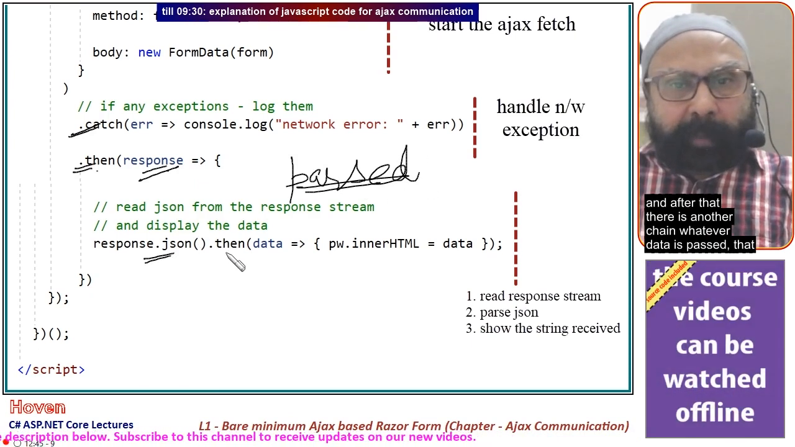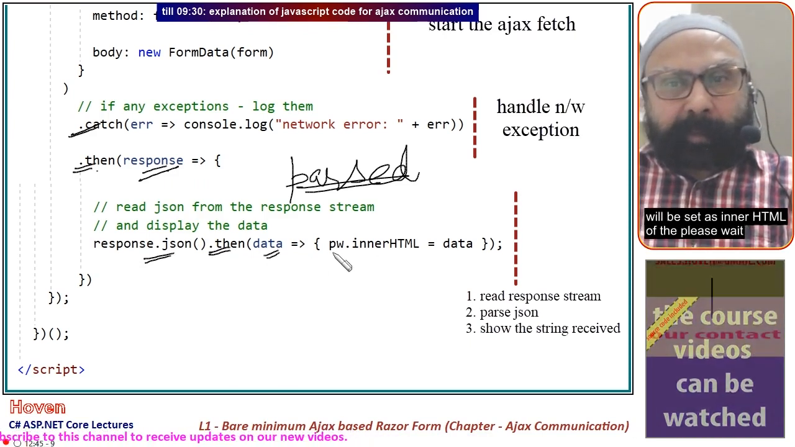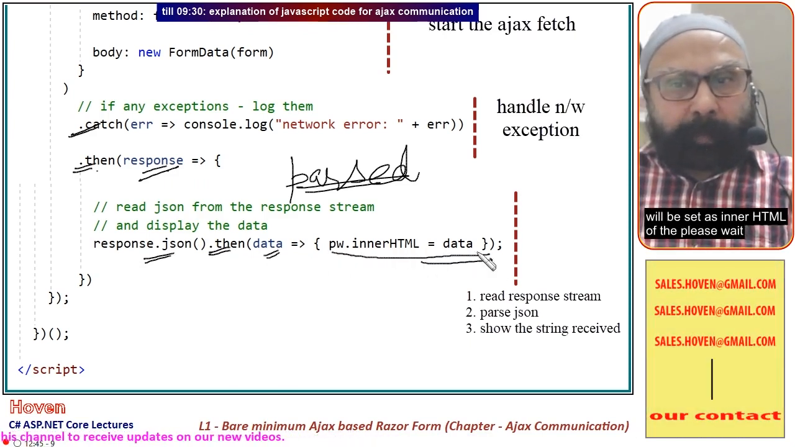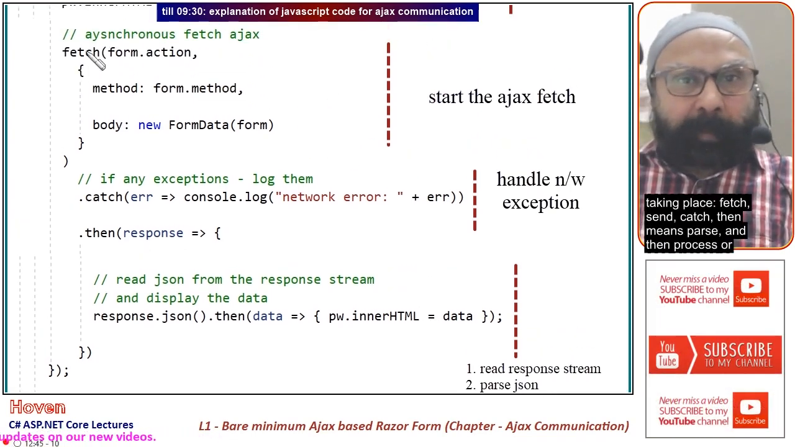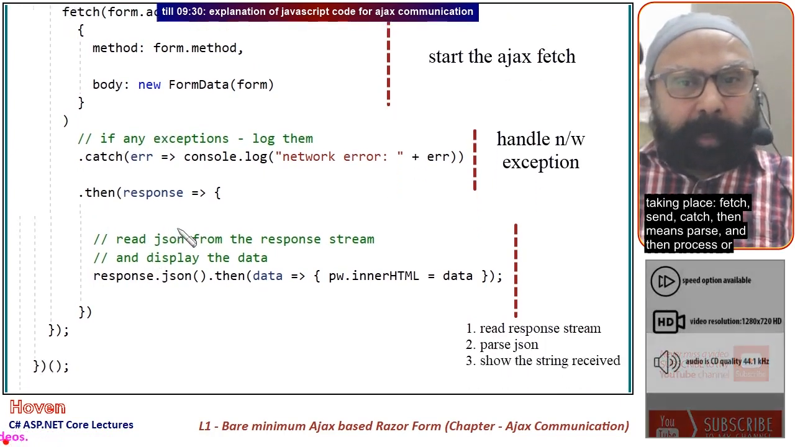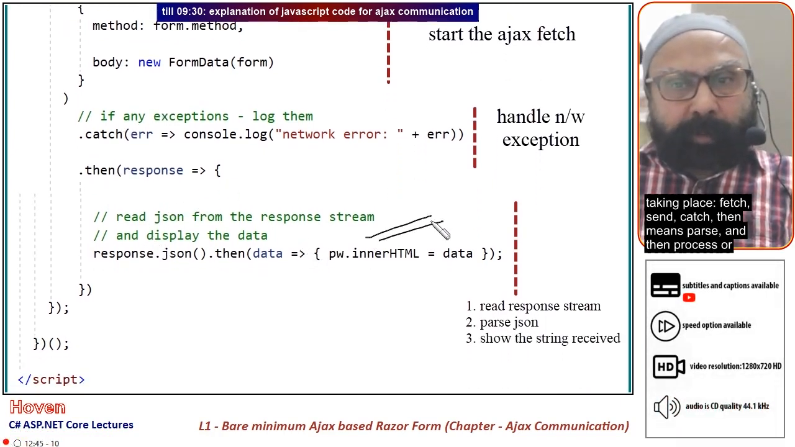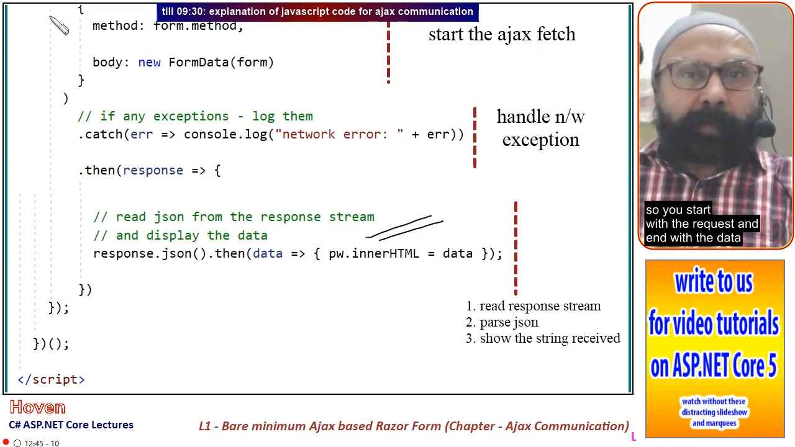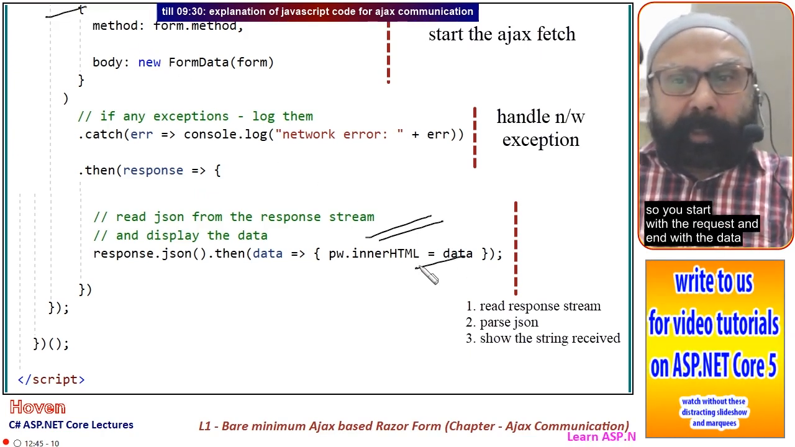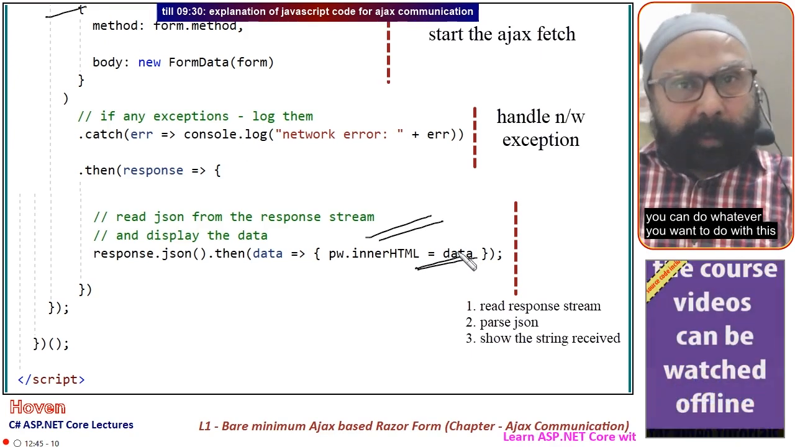And after that, there is another chain. Whatever data is parsed will be set as the inner HTML of the please wait. So this is the basic functioning that is taking place. Fetch, send, catch, then means parse, and then process or do whatever you want with the data you receive. So you start with the request and end with the data. You can do whatever you want with this data.